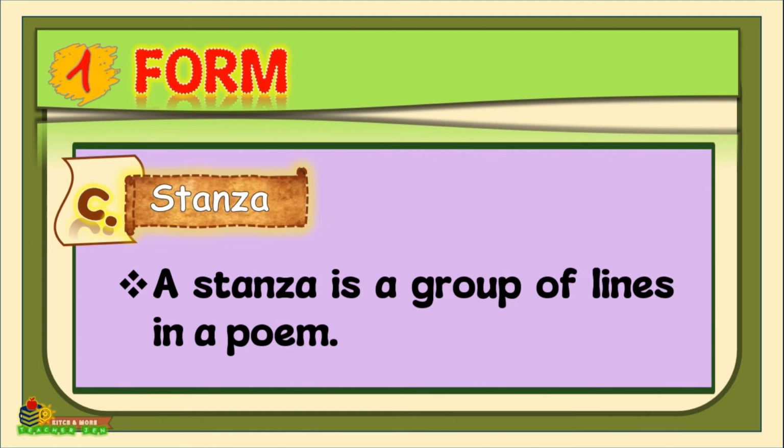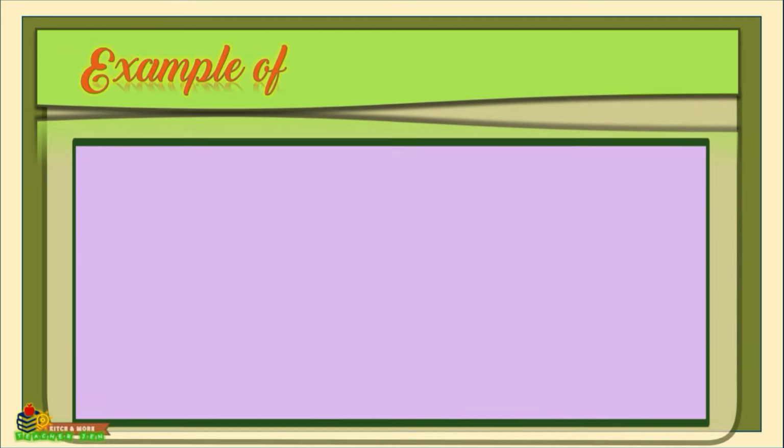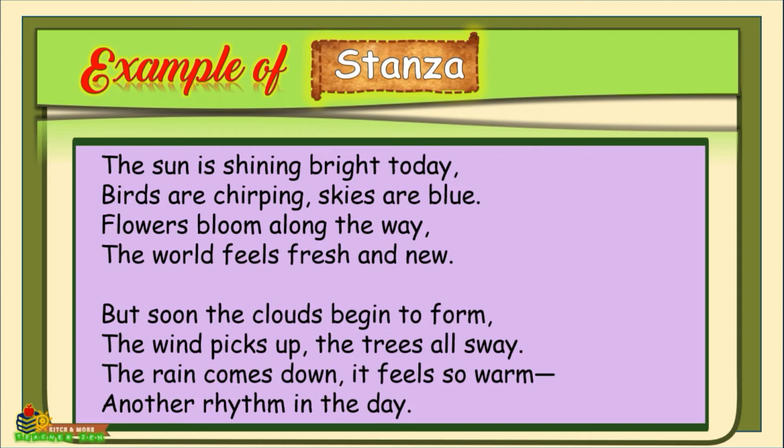Here's what you need to remember. A stanza is made up of 2 or more lines. It's usually separated from the next stanza by a blank line. Each stanza may talk about a different idea or describe a different image or feeling. Here's a quick example of a 2-stanza poem.